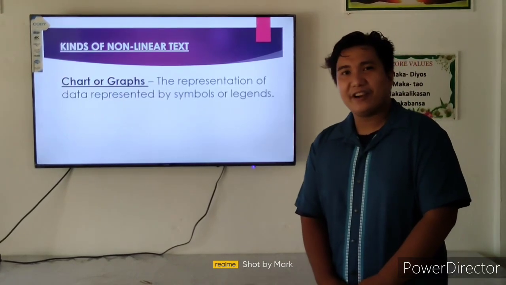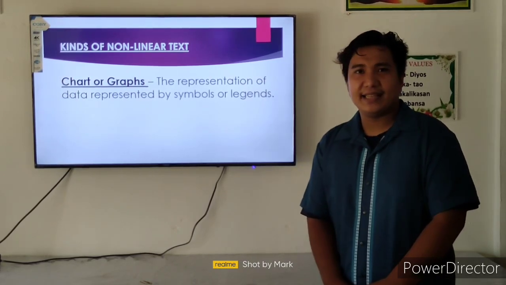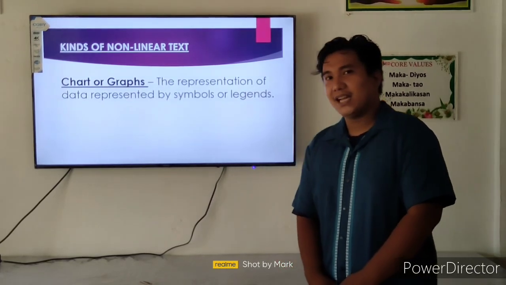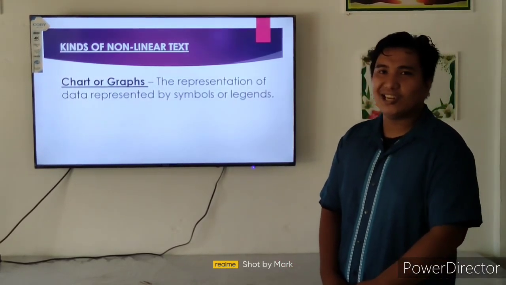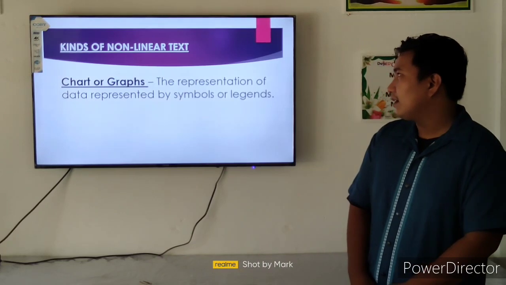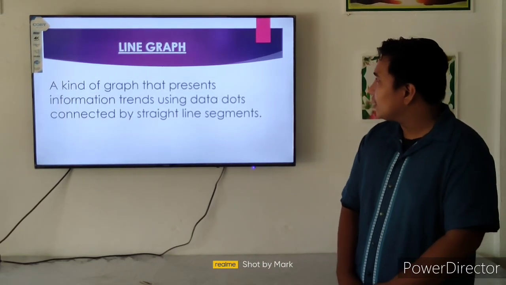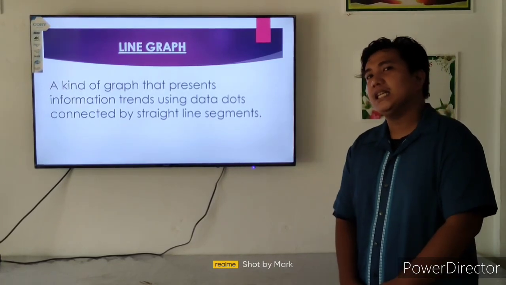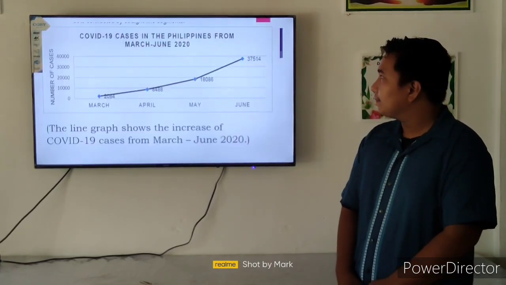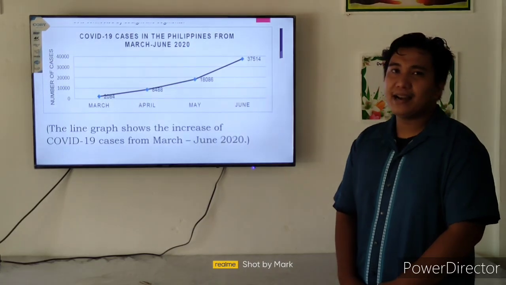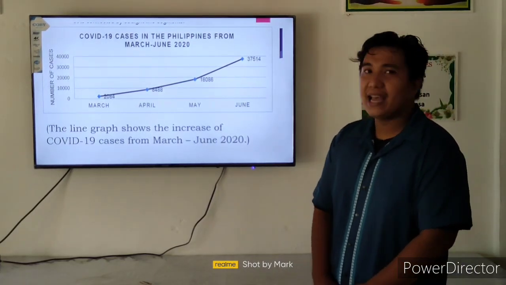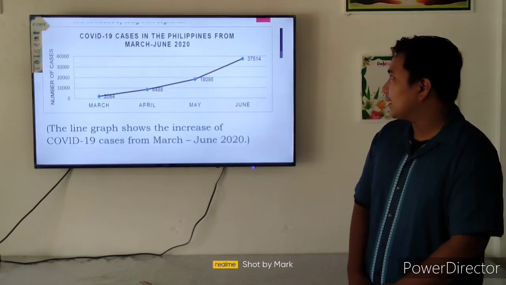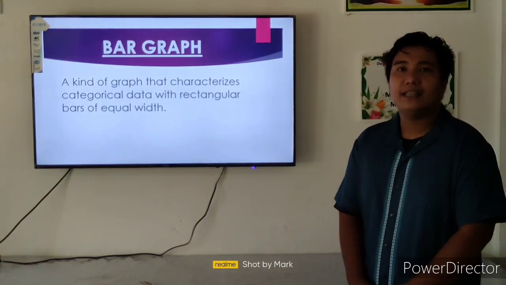We have different kinds of nonlinear text. The learners must be able to identify the different kinds of nonlinear text. First, we have the chart or the graphs. The next one, line graph. They have to identify and familiarize what a line graph is. Next, we have here an example of a line graph for them to easily identify what a line graph is. Next, we have the bar graph.